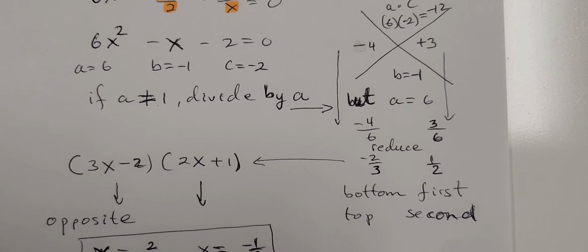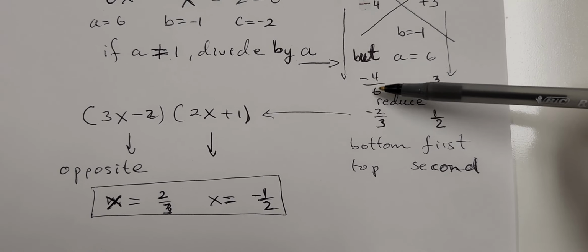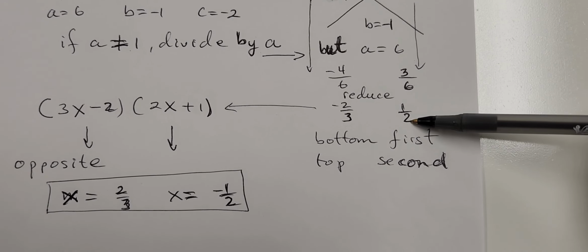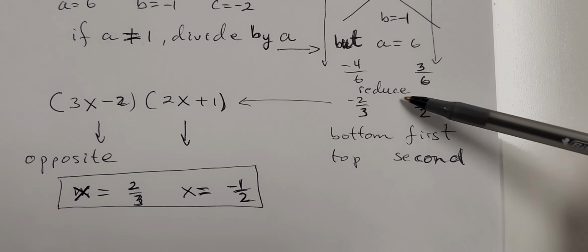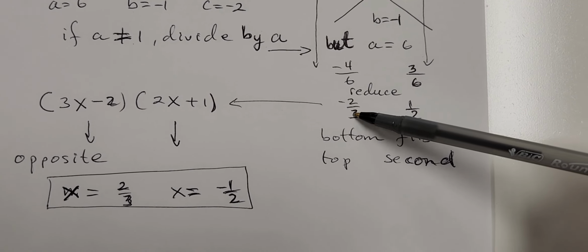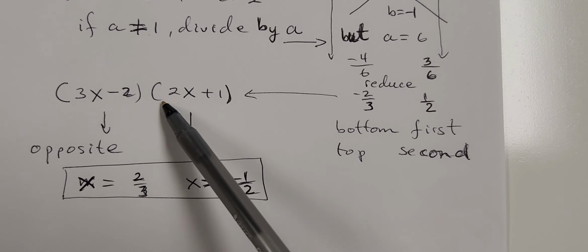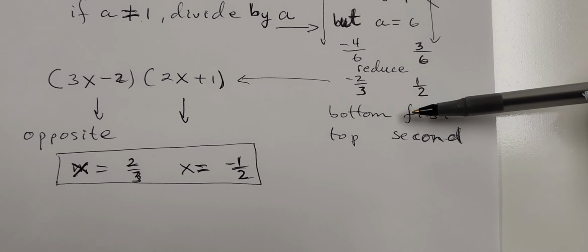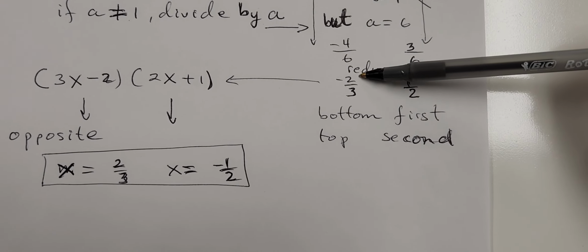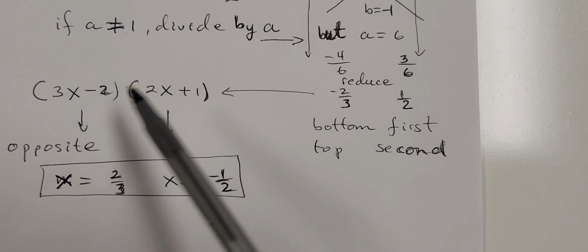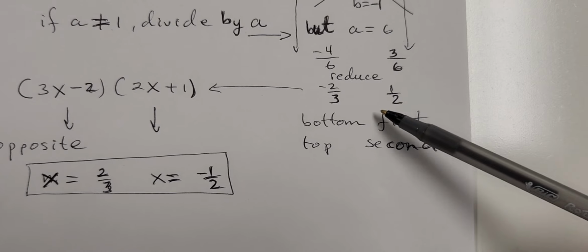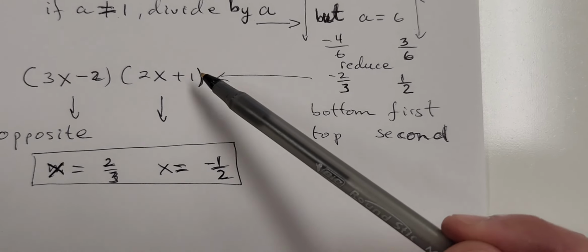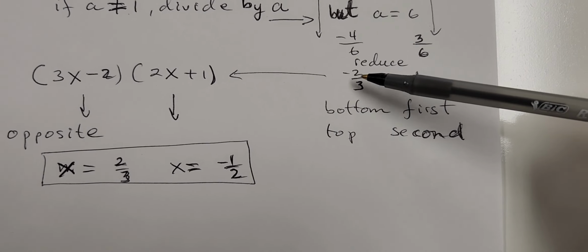Next, reduce the fractions if you can. So -4/6 is reduced to -2/3, and 3/6 is reduced to 1/2. Next, write the -2/3 and 1/2 in factor form. Follow this step: bottom goes first, top goes second. So 3 goes first, and then -2. Repeat the same procedure with 1/2. So 2 goes first, and then 1 goes second. Bottom first, top second.